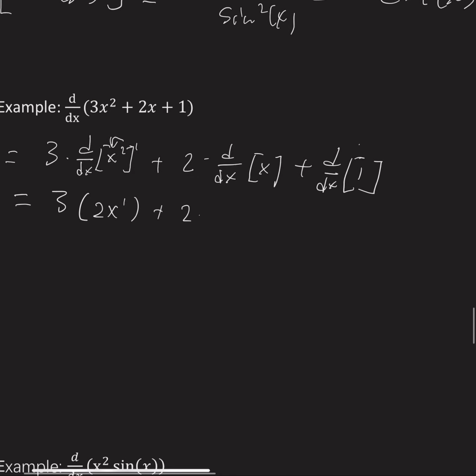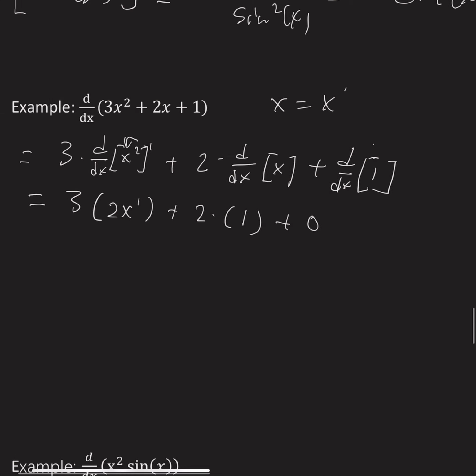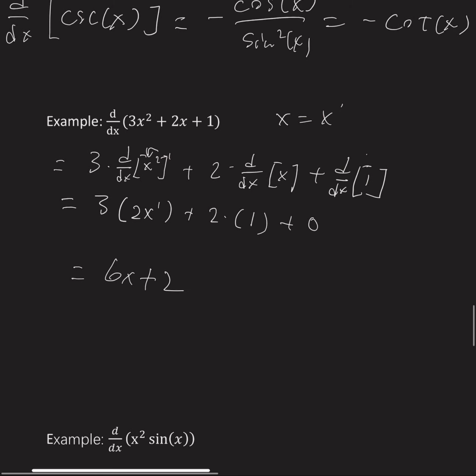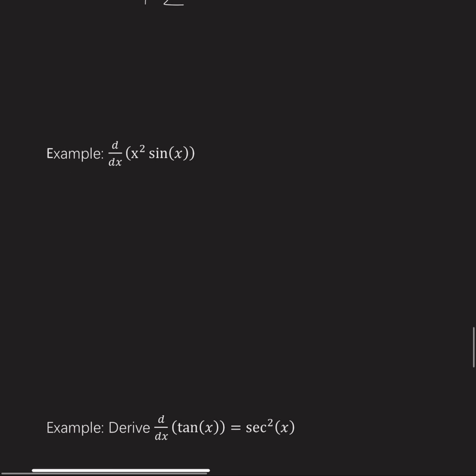And plus 2 times x, which is x to the 1 power, which leaves us 1 times x to the 0 power. 1 minus 1 equals 0, so it's just equal to 1. And plus, remember the derivative of a constant is equal to 0, which equals 6x plus 2 if you simplify it. Okay, let's talk about another example.